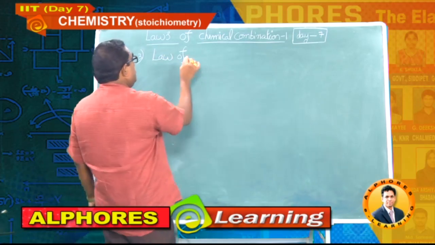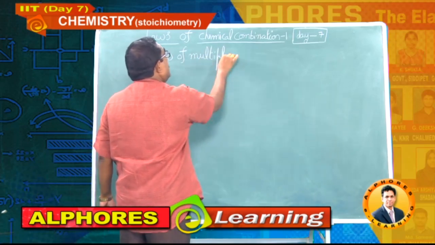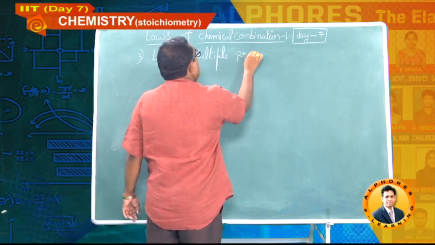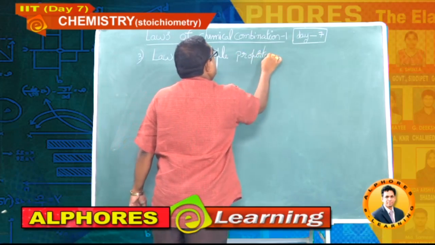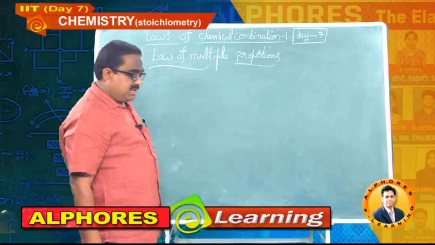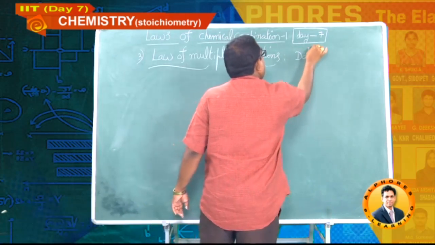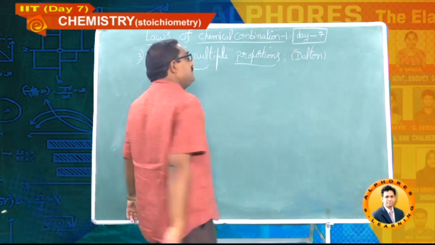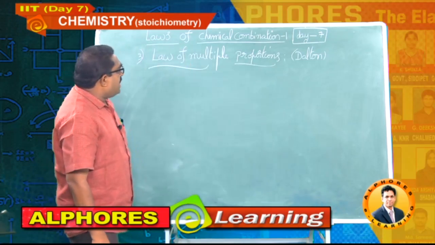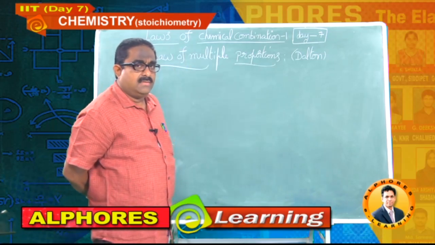Law of multiple proportions. Write down, students. Law of multiple proportions, proposed by the scientist Dalton. According to this law of multiple proportions, write down the statement, students. I will repeat.